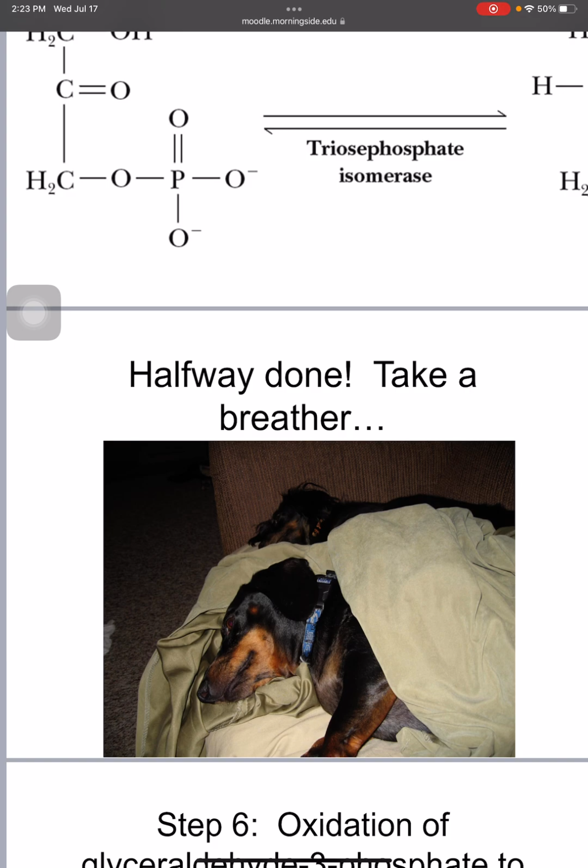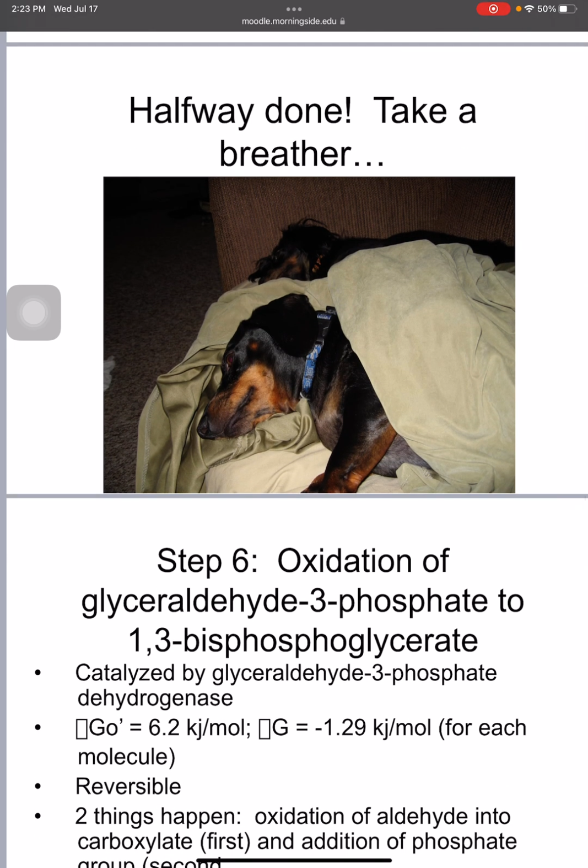So here they are taking a nap to illustrate the fact that you should take a deep breath, breathe in, take a breather before we get to phase 2. And that's what I'm going to do. I'm going to take a breather. We're going to make this the end of video 1, and in video 2 I will pick up where we left off and we'll talk about phase 2 of glycolysis.